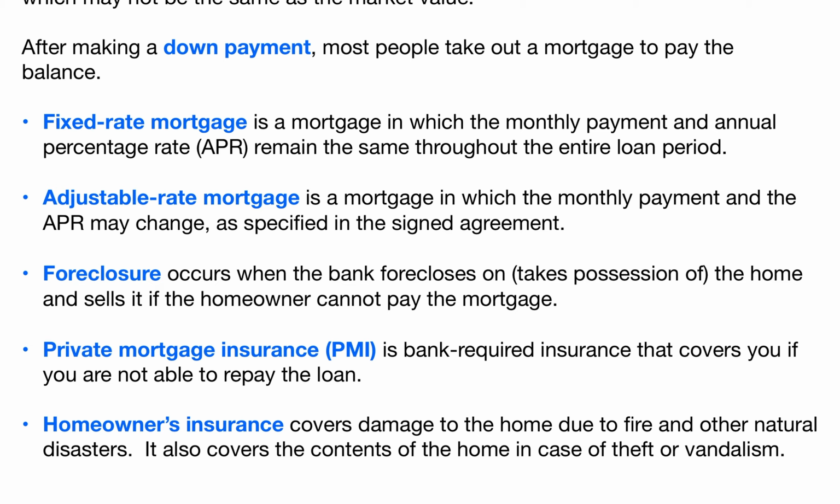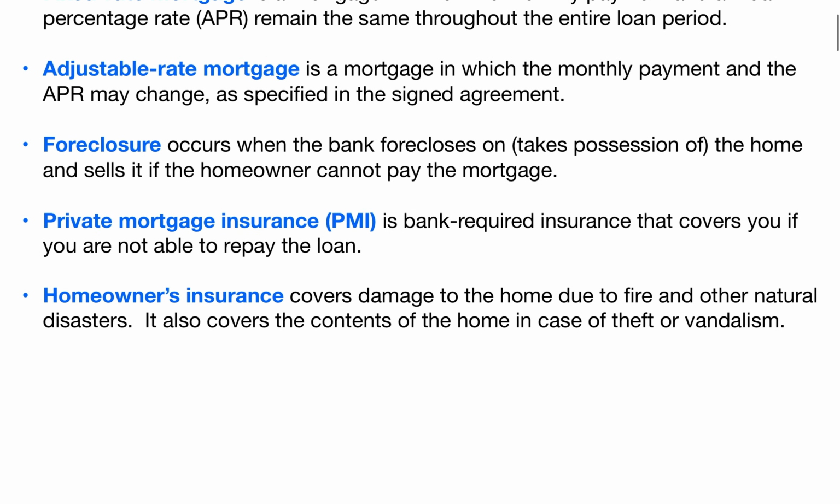And now the other term that you may run into is called private mortgage insurance. And this is a required insurance in the event that you are not able to put a significant down payment, and this insurance covers the mortgage provider in the event that you are not able to repay the loan. So typically, when you don't put 20% or more as down payment for a home, you will be required to pay for private mortgage insurance.